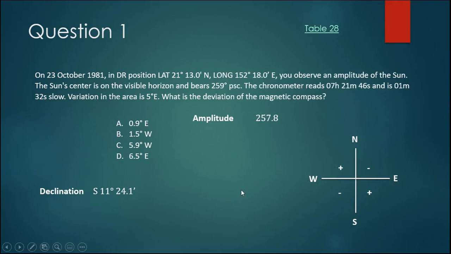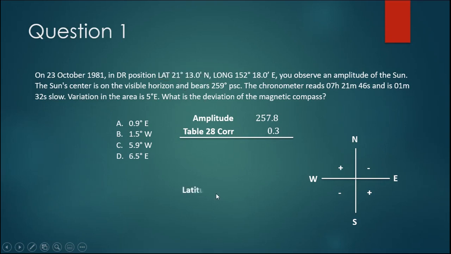And again, we use the same diagram that we used to get the original amplitude. Our table 28 correction is a 0.3. And we need to decide, do we add that 0.3 or do we subtract it? The way we do it is we look at our latitude, which is 21 degrees north, so we're at north latitude, and again our amplitude is westerly, so we're in the northwest quadrant of this diagram.